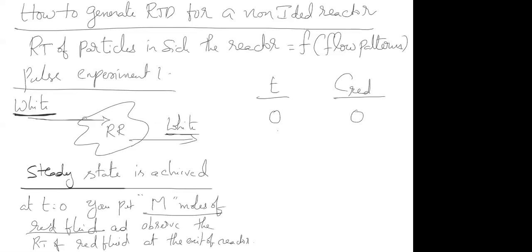Let's say after 1 minute, I see 5 red particles coming. After 2 minutes, let's say I see 10 particles. After 3, let's say 20 people. When do you stop this experiment? Suppose you have put 100 people into your home. When do you stop the experiment? When the red is 0.